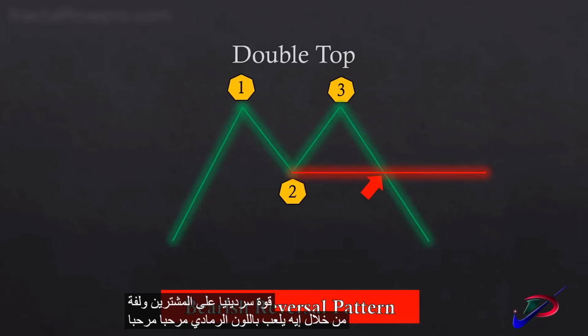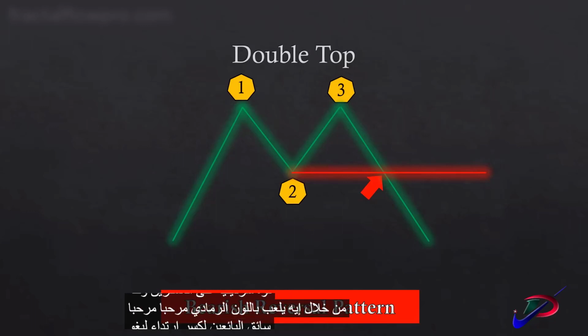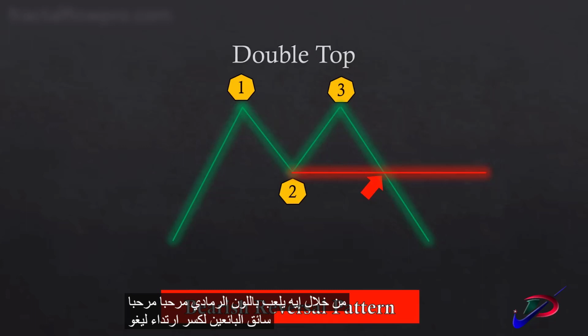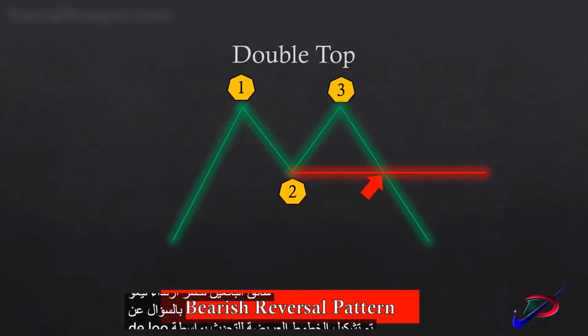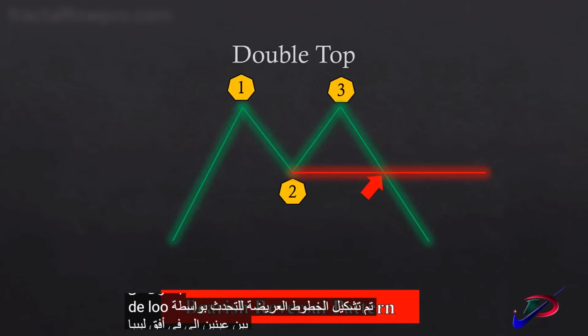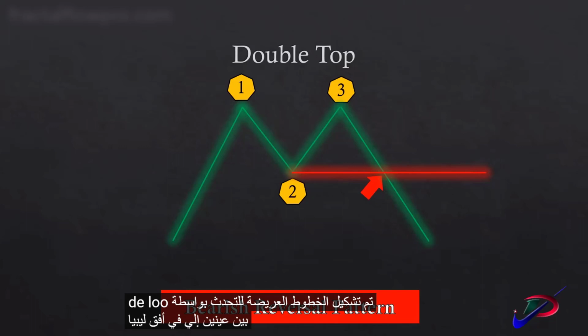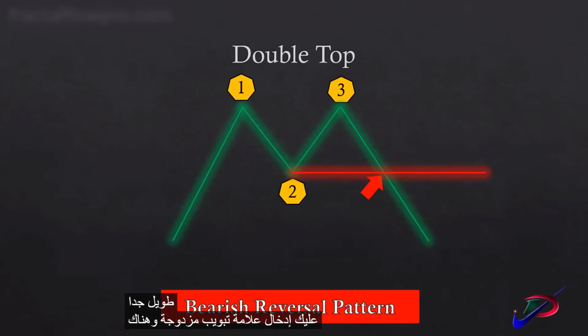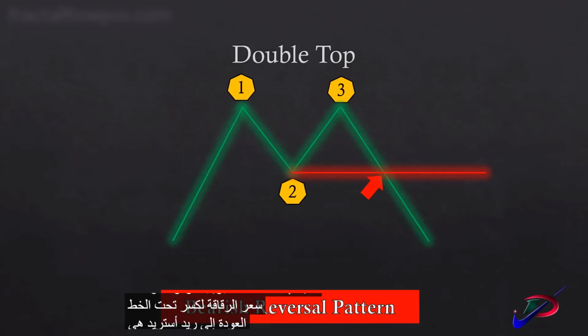So not only did buyers fail to create a higher high, but sellers were able to break the last level where buyers came from. This breakout line is formed only by the low in between 2 highs, so it can only be a horizontal line. The ideal way to trade a double top pattern is to wait for price to break below the line and come back to retest it as resistance.